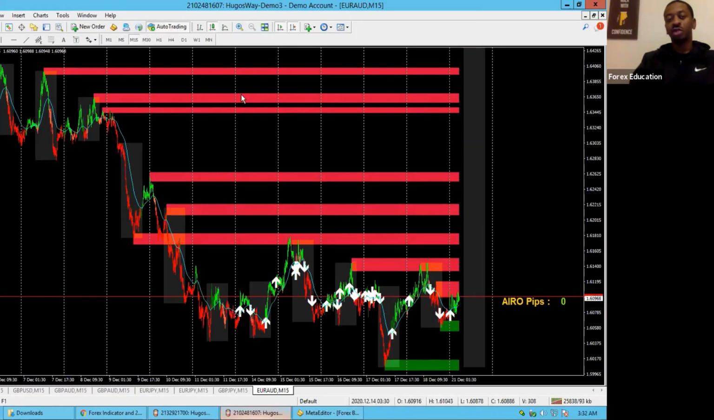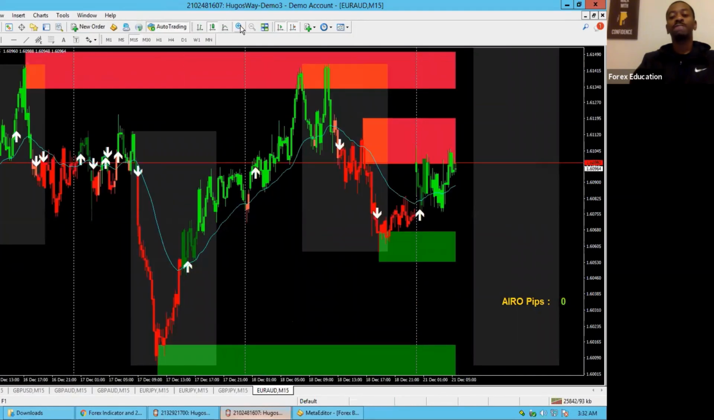We can see we have 1, 2, 3, 4, 5, 6, 7, 8 red zones, 1, 2 green zones. 8 red versus 2 green. We are in a significant downtrend. So we know we're in a downtrend, which means we only want to take sales. So we only want to take sale trades. So we zoom back in to get the current price.